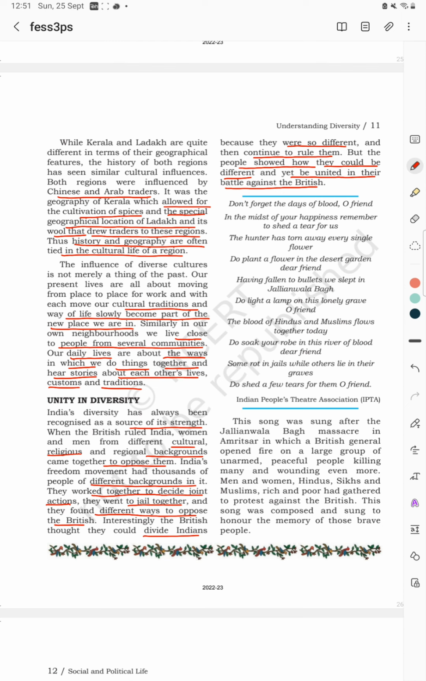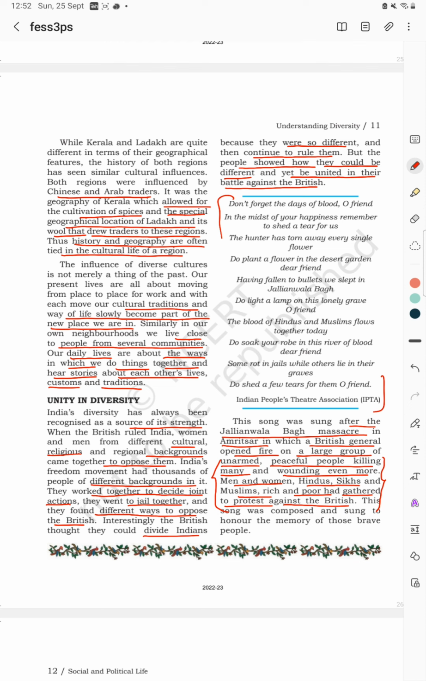So this song is basically sung after the Jallianwala Bagh massacre in Amritsar, in which a British general opened fire on a large group of unarmed, peaceful people, killing many and wounding even more. Men, women, Hindus, Sikhs, Muslims, rich, poor had gathered to protest against the Britishers. So in that we can see there were people from different backgrounds. They were Hindus, they were Sikhs, they were Muslims, there were rich people, there were poor people, there were men and women.